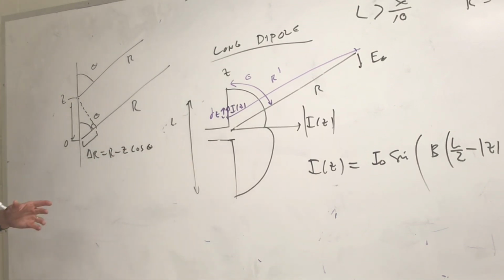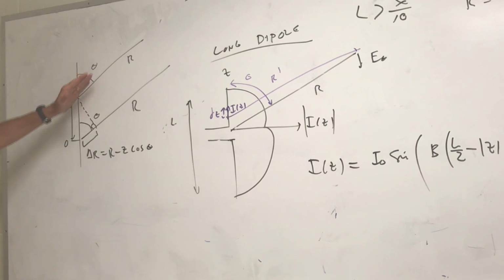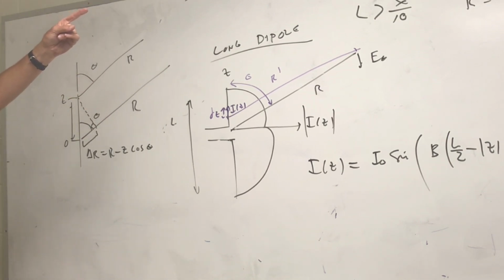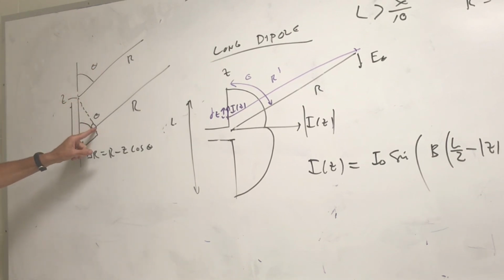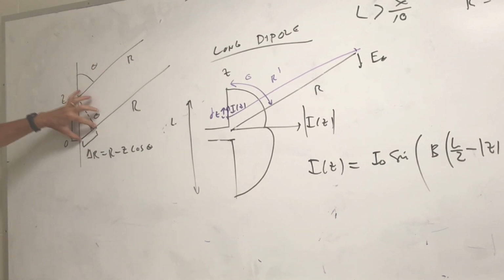Just take a look at this for a moment. I want to see the difference in these two r's. They both go to the same point a long way away, so they're parallel rays. Make sure you see this, guys. This is kind of an important thing to see. The only difference is right here at the beginning. And that's the distance difference.